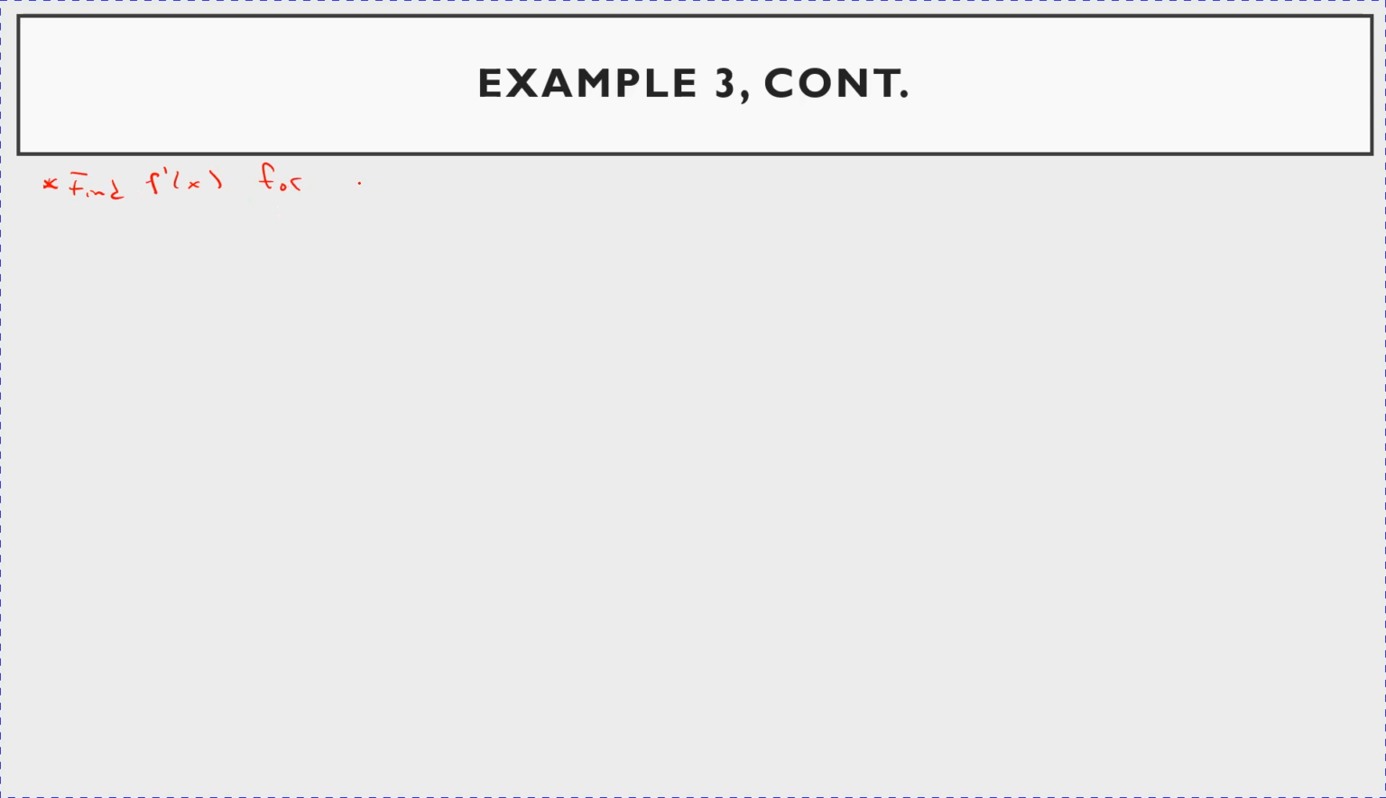So I want to find f prime of x for f of x is equal to 3 over x. So f prime of x is equal to the limit as h goes to 0 of f of x plus h minus f of x over h. So this is the limit as h goes to 0 of 3 over x plus h, because I'm plugging that in, minus 3 over x, because that's my f of x, all over h.